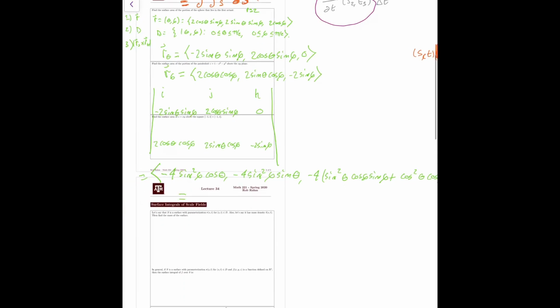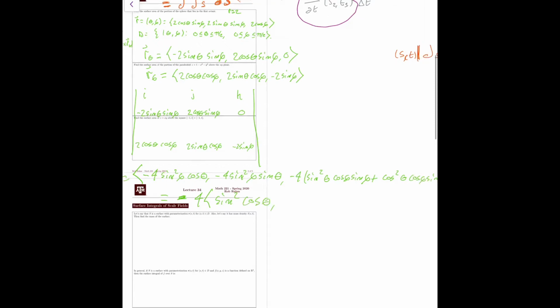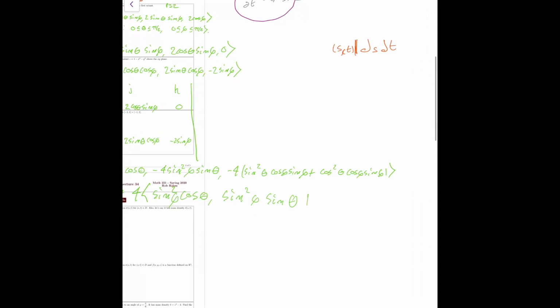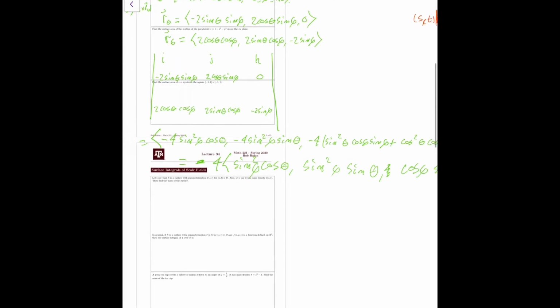We can factor out a minus 4, so this is going to be minus 4 times sine squared phi cosine theta, and then sine squared phi sine theta. Now this last one, notice what's going to happen. It's sine squared theta cosine phi sine phi plus cosine squared theta cosine phi sine phi. So this is just cosine phi sine phi.